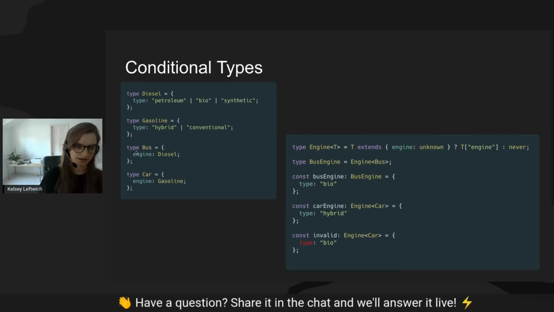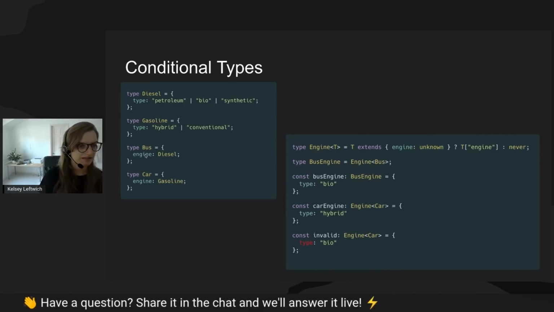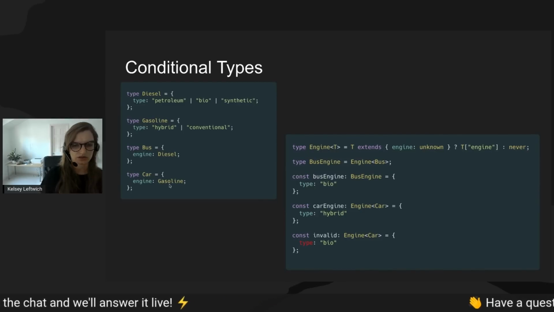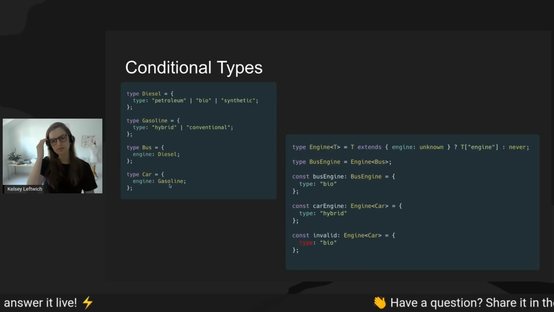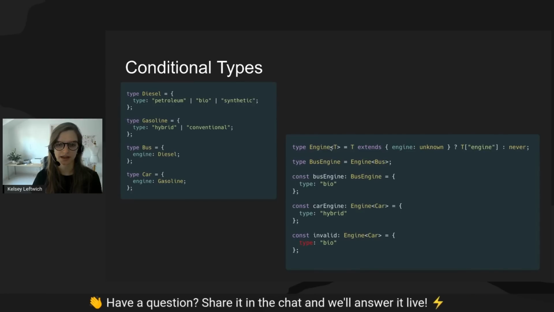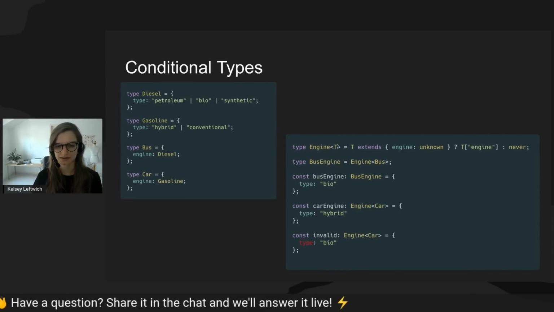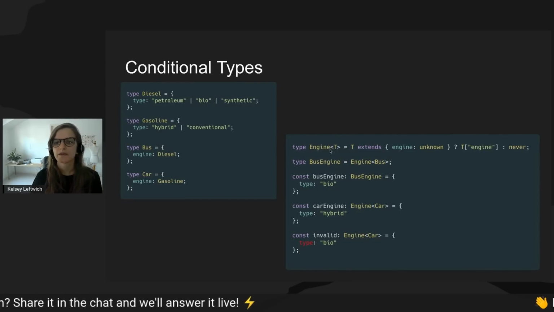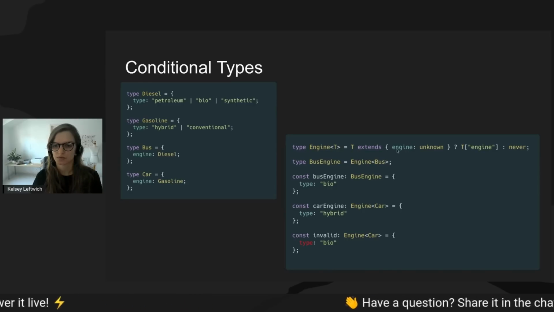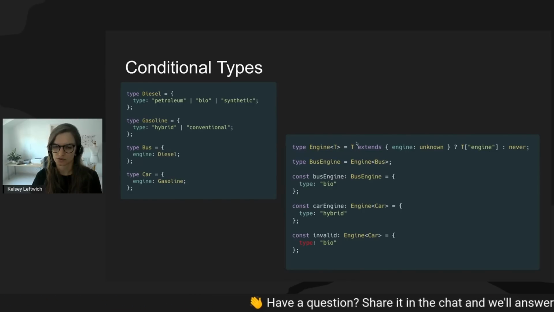And then I've also defined two kinds of vehicles. So in this world, there's a type bus, it has an engine that's diesel, and then we have a type car whose engine is gasoline. So if you wanted to get just the engine type off of a type T, and here's our generics play in again, we can have a type engine that accepts T, and we'll say we have a ternary here. So this is our conditional.